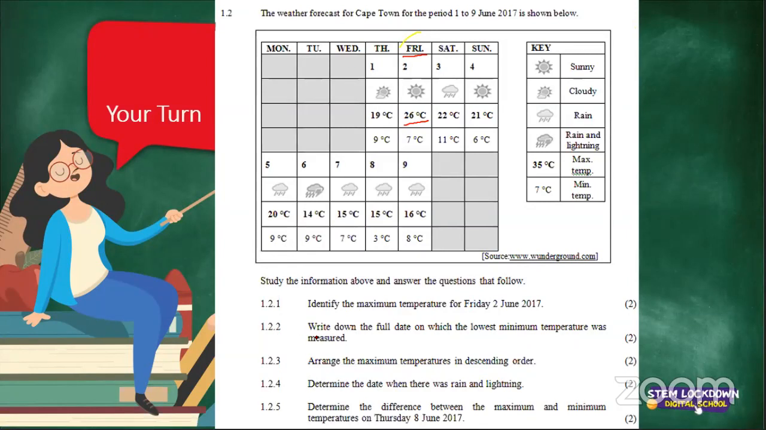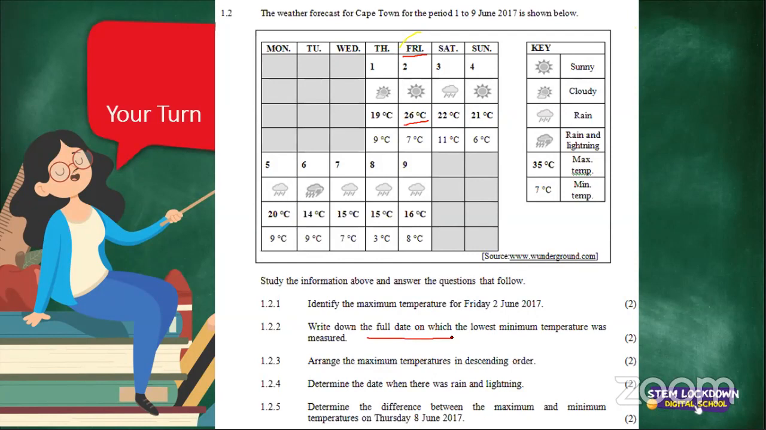Now 1.1.2. They say write down the full date. Full date means day, month, year, on which the lowest minimum temperature was measured. So between obviously the 1st and the 9th of June. Don't write today's date. Today is very cold, so I'm looking for the dates given on the calendar there. Write it in full and write it on your chat. Let me see if you know.